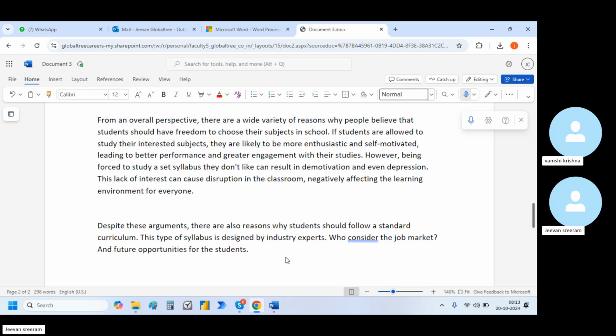This type of syllabus is designed by industry experts who consider the job market and the future opportunities for the students. Okay. Like how it is beneficial for them. It can widen the opportunities, right? They can study in any field, whatever they have learned in their graduation, as they have followed a fixed syllabus. It is actually a mixture of a wide variety of subjects, right? Right. Yeah.